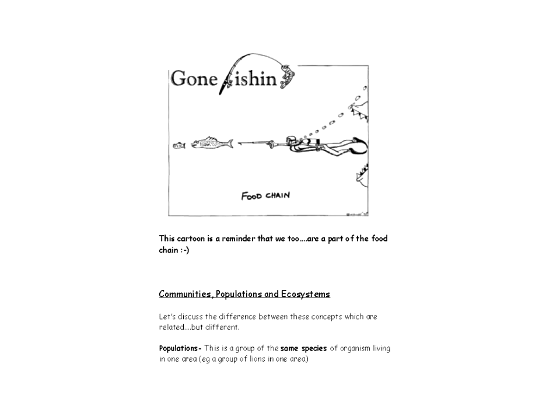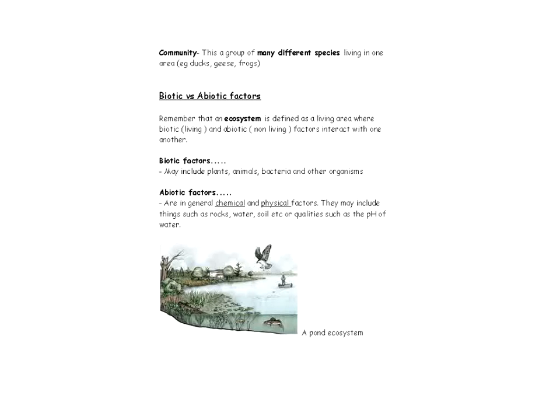We're talking about some of the differences between communities, populations, and ecosystems, some of those different terms and what they mean. So a population is the group of the same species of organism living in one area. For example, if you have a group of lions in one area, that would be a population. And a community, on the other hand, is a group of many different species living in one area. So if you have ducks, geese, frogs, etc., all living in the same area, that's a community of organisms.